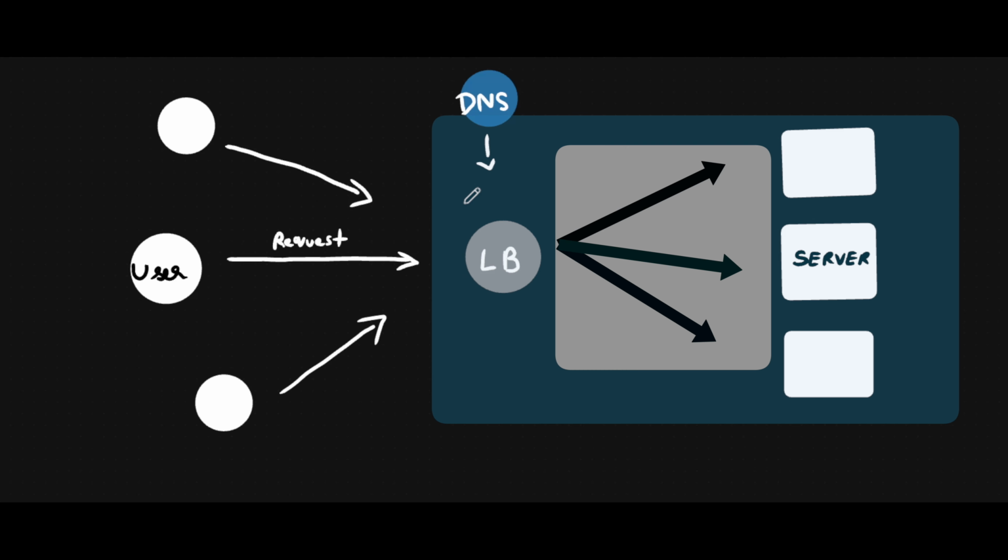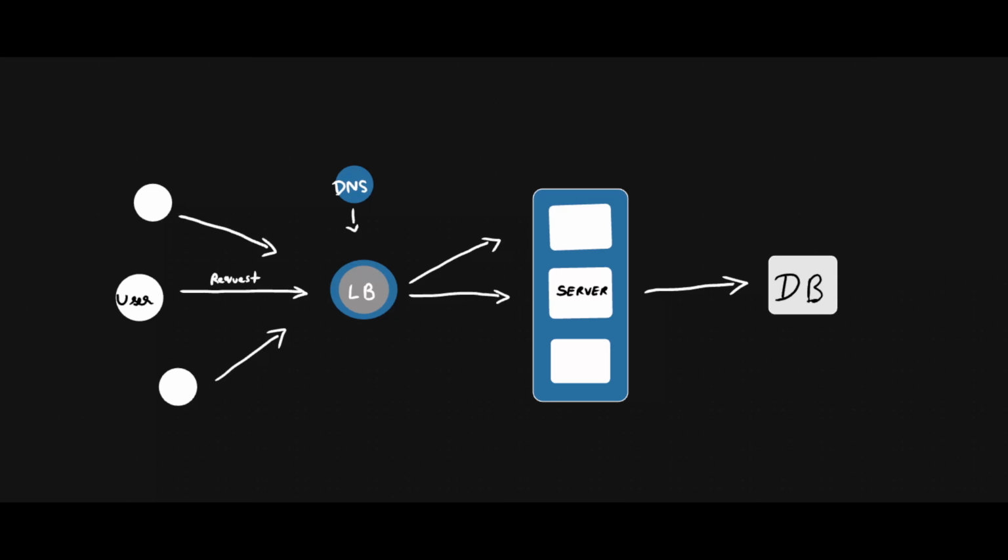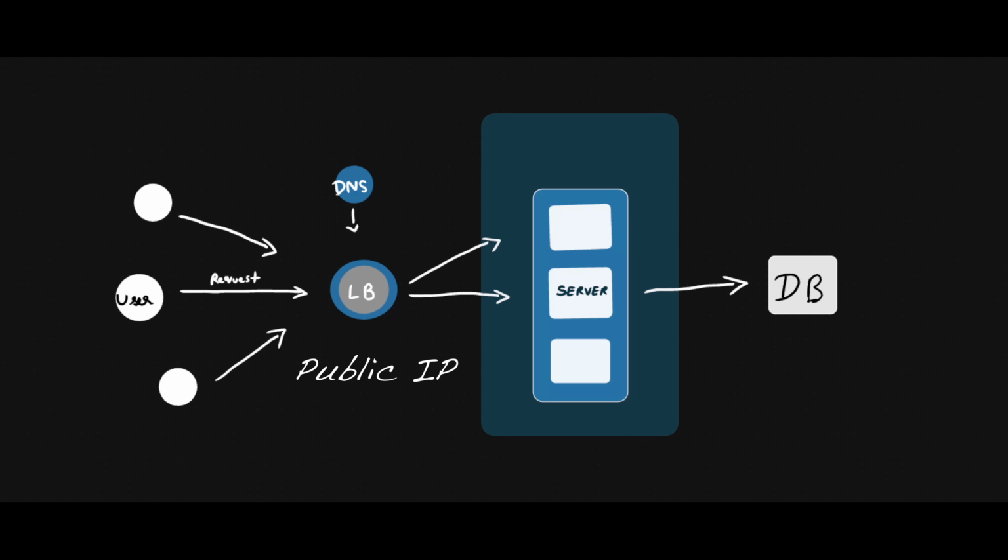Think of it as a receptionist. It receives requests and directs them to the right server. Here's what happens in a real system. A user makes a request, DNS resolves it to the load balancer, the load balancer receives the request, then it forwards that request to one of the available servers. The load balancer has a public IP, but the servers are inside a private network. These servers are not directly exposed to the internet.